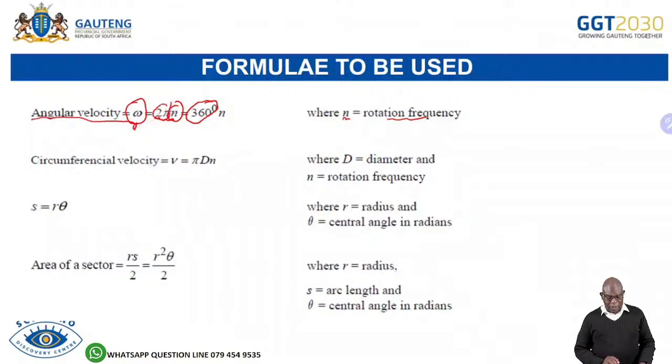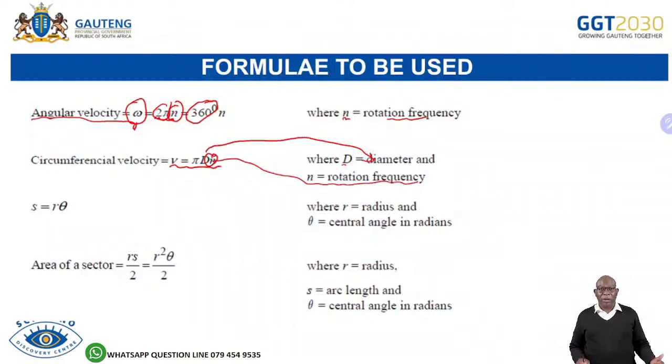The next formula is circumferential velocity, which is denoted by the letter V. They tell you there that D stands for the diameter, and the N still stands for the rotational frequency. So what should be given for you to get the circumferential velocity? It will be your diameter and your number of rotations, in other words, the rotational frequency. So if I'm given the N and the D, I can do that.